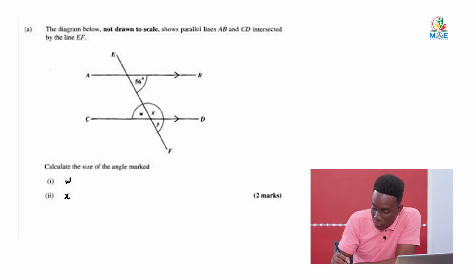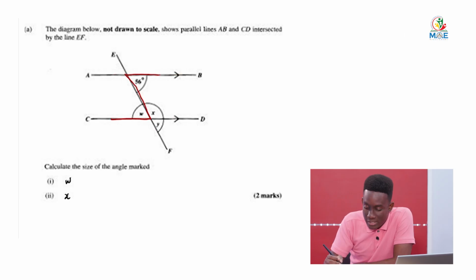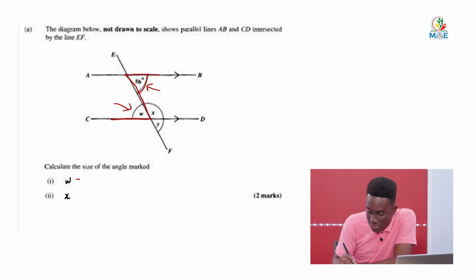So we see we have two parallel lines and then we have an intersection here. And if you look carefully, we see a Z is formed. Because this Z is formed, since here is 56, here will also be 56. So we can say W is equal to 56 degrees.